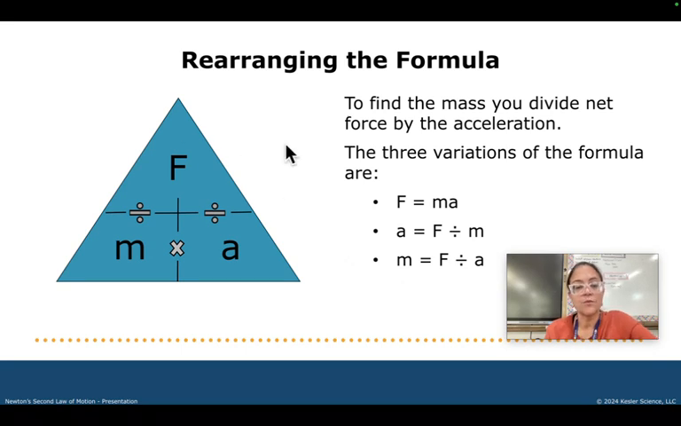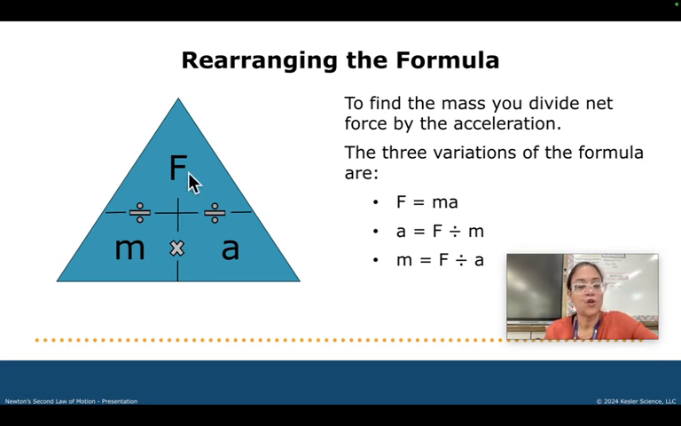So what you do with this triangle is you cover up whatever one you are missing, okay? So say in the word problem or the question that you are given, say you are given the mass and the acceleration and you're asked to find the force. So you cover that one up and what's left over is mass times acceleration. So that's what you do, okay?